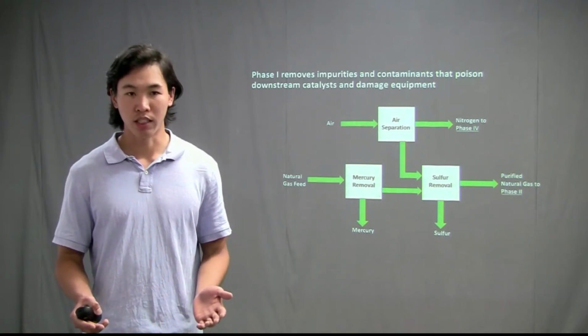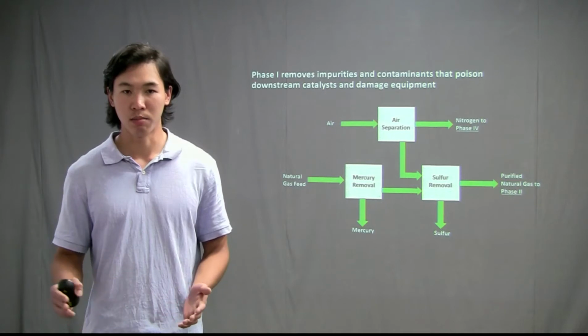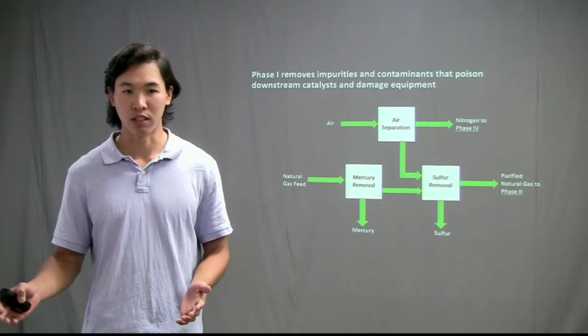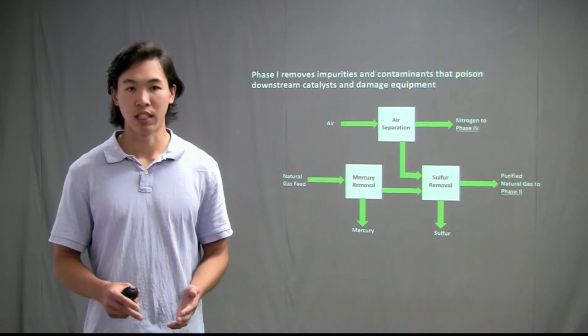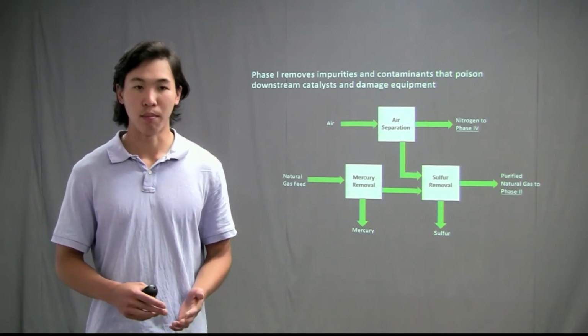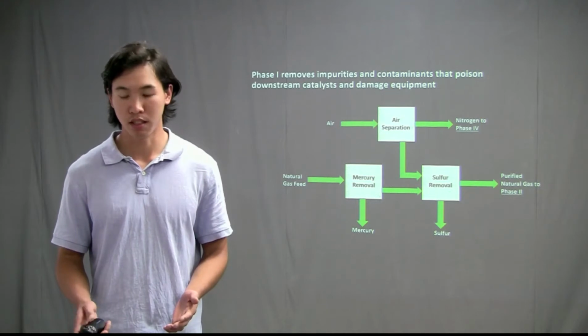Finally, the air separation unit provides oxygen for the sulfur removal unit and also nitrogen downstream for the ammonia synthesis. Air is fed to a series of 2 cryogenic distillation units in order to obtain pure oxygen and nitrogen streams.